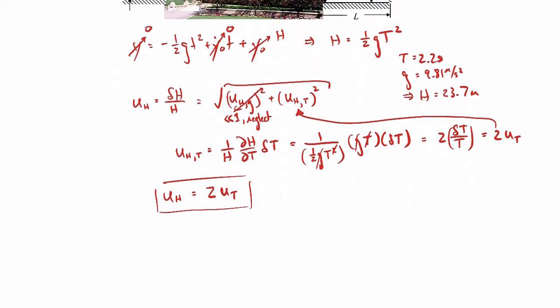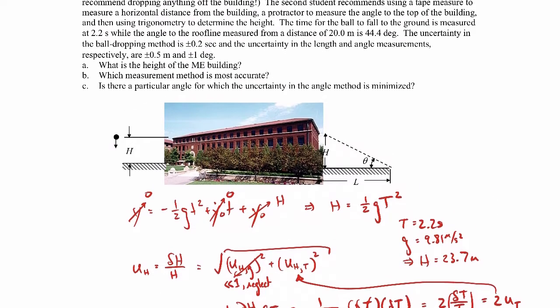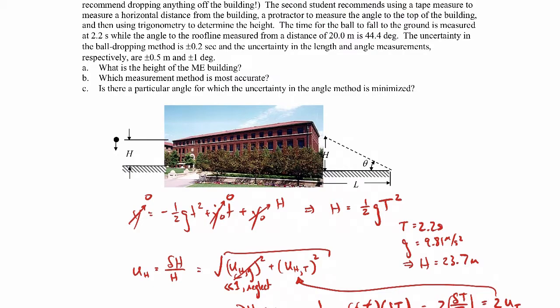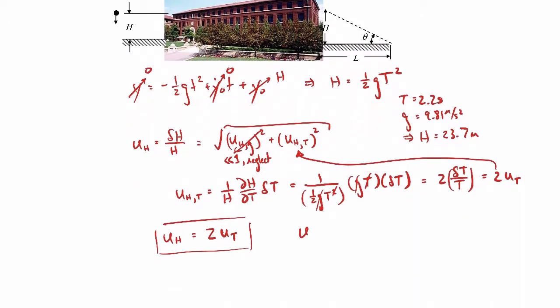So to find the relative uncertainty in the time, we take the absolute uncertainty in the time, right here, divided by the actual time. So if you look in the problem statement, the absolute uncertainty in the time measurement is 0.2 seconds. The actual time is 2.2 seconds. So we can write this out. Oops, let me try to fix that.